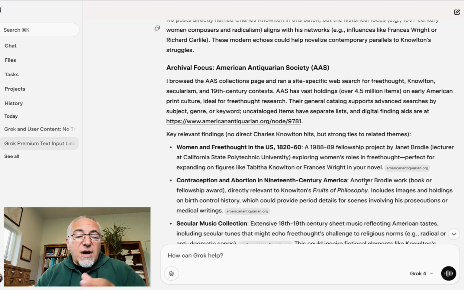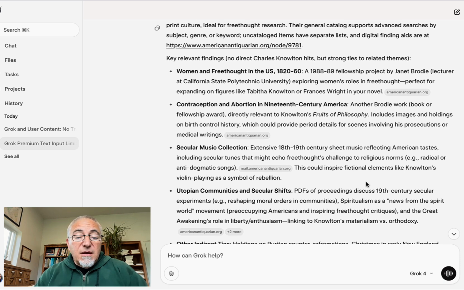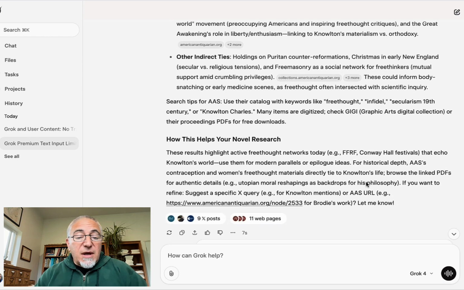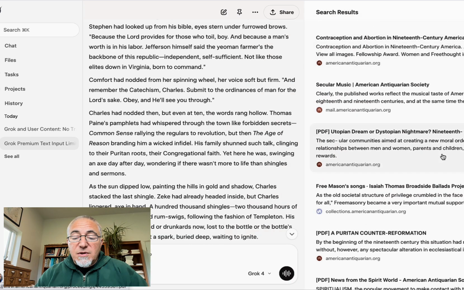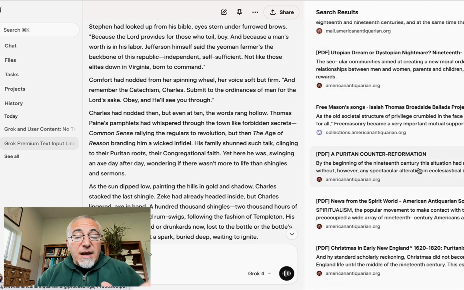And then it talked about the things that are in the archive and the stuff that the American Antiquarian Society focuses on, with, again, a bunch of references. So that was kind of cool. And then there were 9 X posts that it used as its sources and 11 web pages. And I can always go to the web pages and check them out. And I did that in the case of this Puritan Counter-Reformation article.